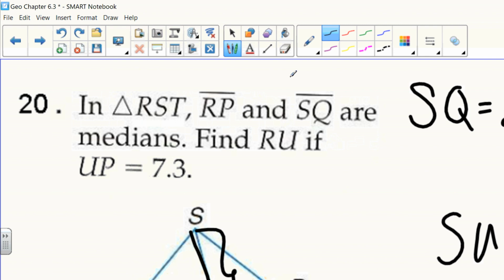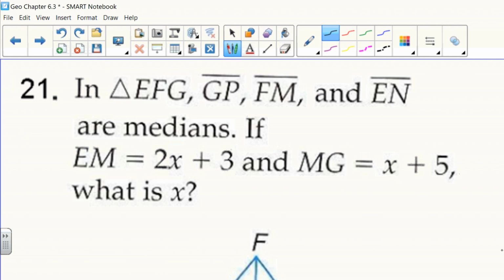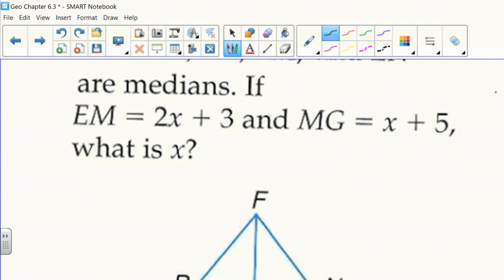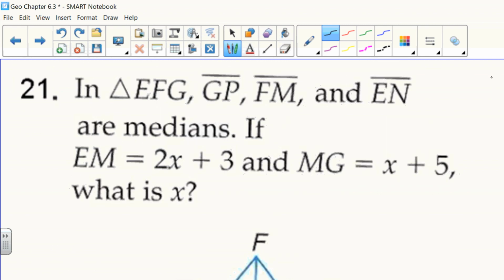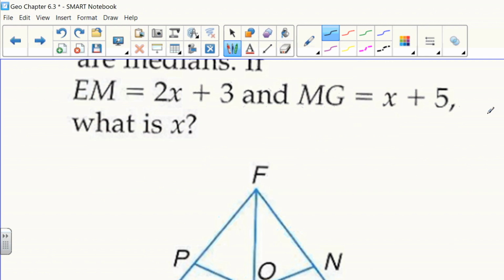Any questions on this here? Let's look at the next problem. So we're told that these are medians. So O is the centroid. Now we're told that EM is 2x plus 3 and MG is x plus 5. We want to find the value of x.